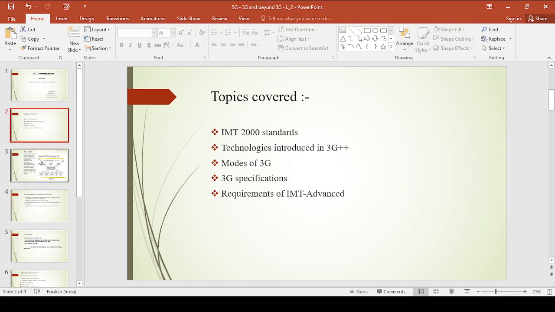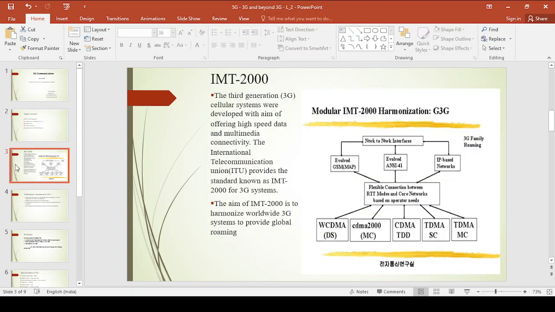Now, coming to the next slide. If you observe this figure, we have different technologies. We have WCDMA, which is direct spread, and we have CDMA 2000, which is multi-carrier type. We have CDMA, which is time division duplex, nothing but TDD, and we have TDMA, which is single carrier. And TDMA, which is multi-carrier.